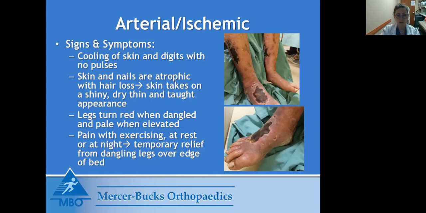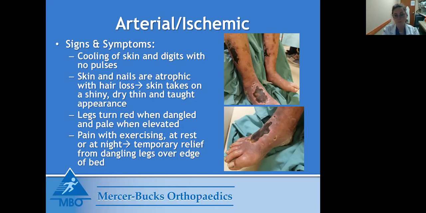The legs can turn red when they're dangled, and then when elevated, they turn pale. That's because of gravity. When the legs are swung, let's say, off the side of the bed to hang down, blood rushes to the area, they turn bright red, and that's why you see that skin color change. Oftentimes, one of the early signs is having pain with exercise, and that doesn't mean exercise going to the gym, but just moving, walking. If you can't walk, let's say, from your house to your mailbox without having pain in your legs, that's a really good sign that you need to see a vascular doctor so you can check the blood flow to your legs.